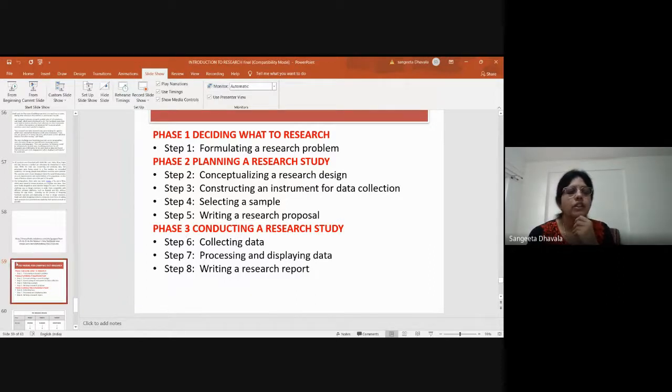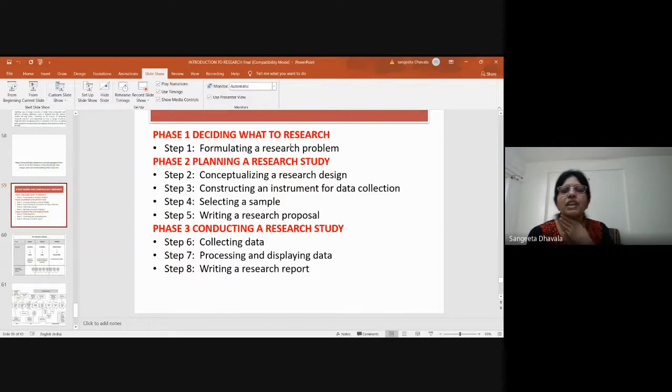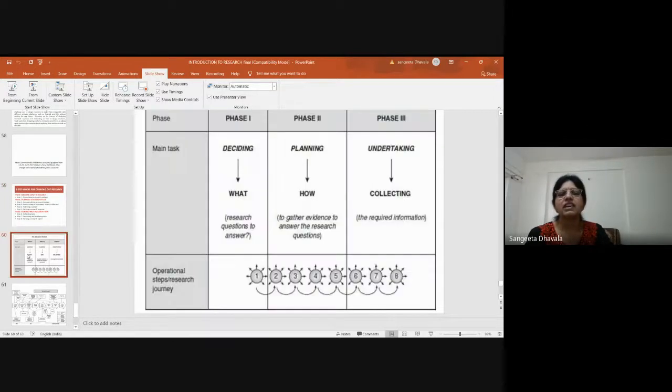Right? So now comes the final format. You will decide what to do research upon. Then you will plan a research study, conceptualize a research design. Sometimes, if there is no standardized tool, you can construct an instrument, that is the survey instrument, and you will gather your data. Once the instrument is ready, you will finalize on whom you want to get the data. So that is your sample. You will write your research proposal, you will collect your data, you will process and display the data. Finally, you will write a research report.